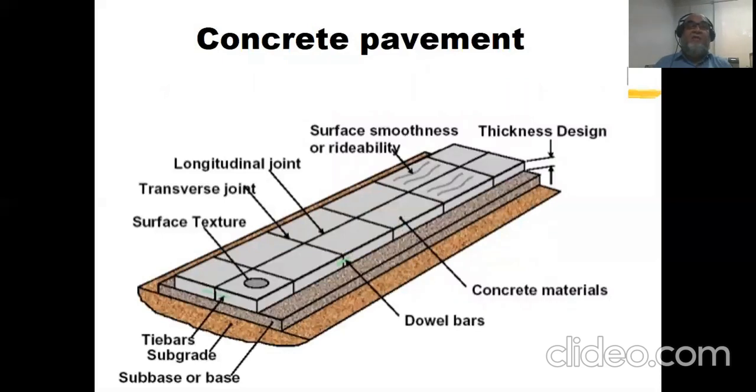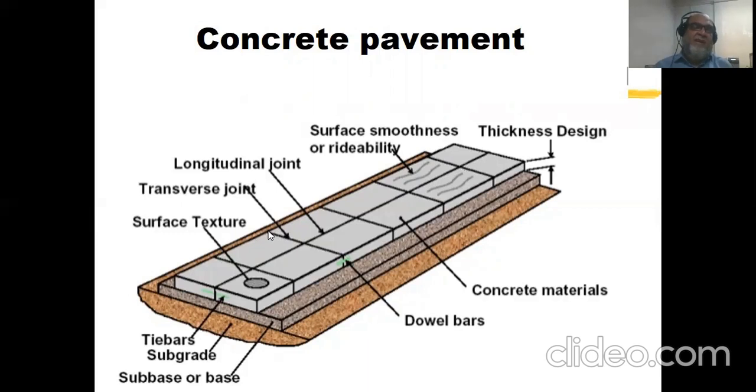Then there is a concrete pavement. What is a concrete pavement? Now there are a few things you can notice. The concrete pavement does not have as many layers as the conventional flexible pavement. As you can see, there are three layers. The top layer is made up of concrete, and there are grids, and these grids are called the joints.